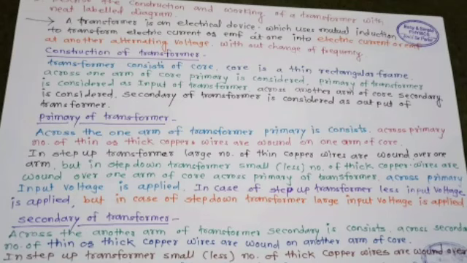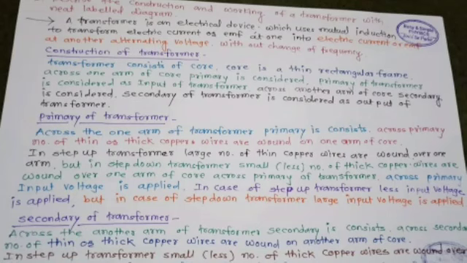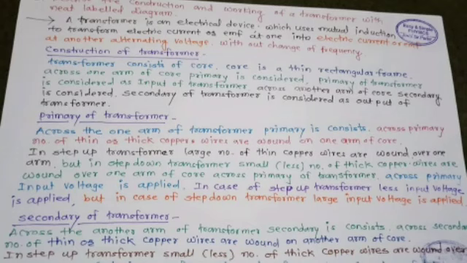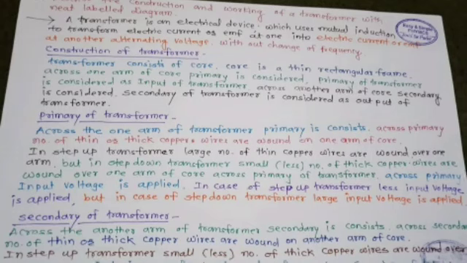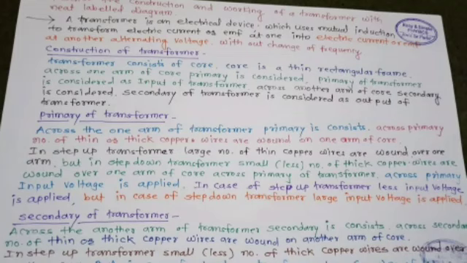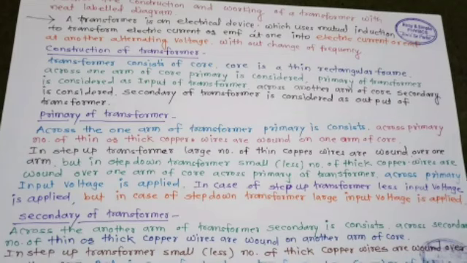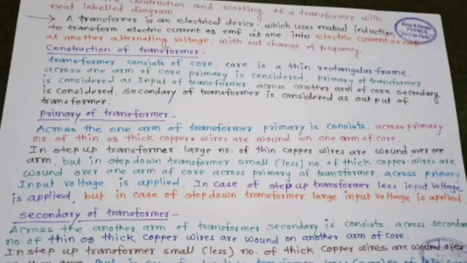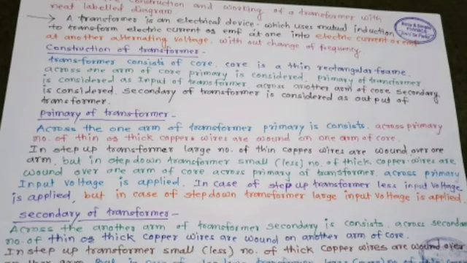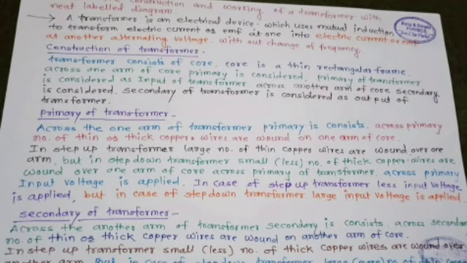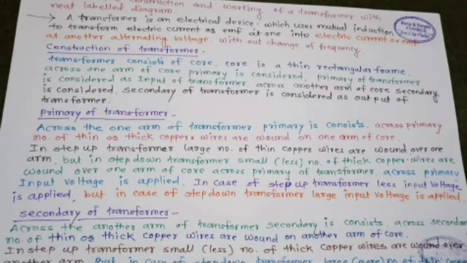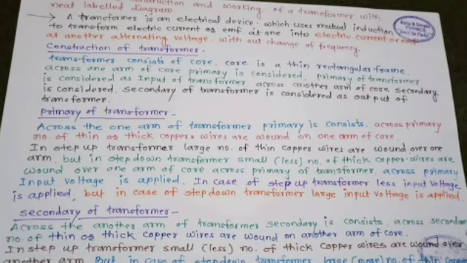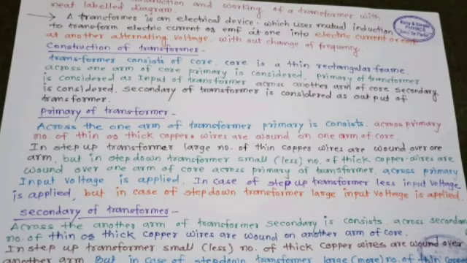Construction. A transformer consists of a core. The core is a thin rectangular frame. Across one arm of the core, the primary is considered. The primary of the transformer is considered as the input of the transformer. Across another arm of the core, the secondary is considered. The secondary of the transformer is considered as the output of the transformer.